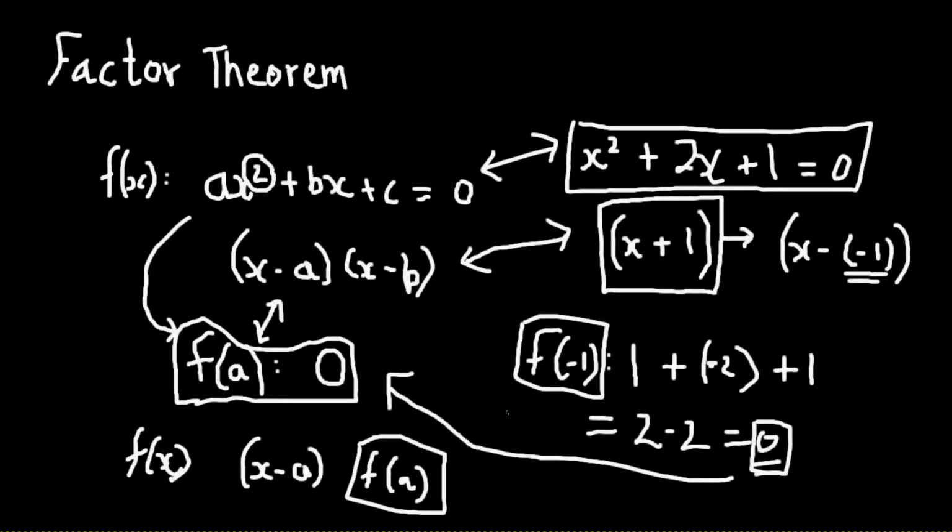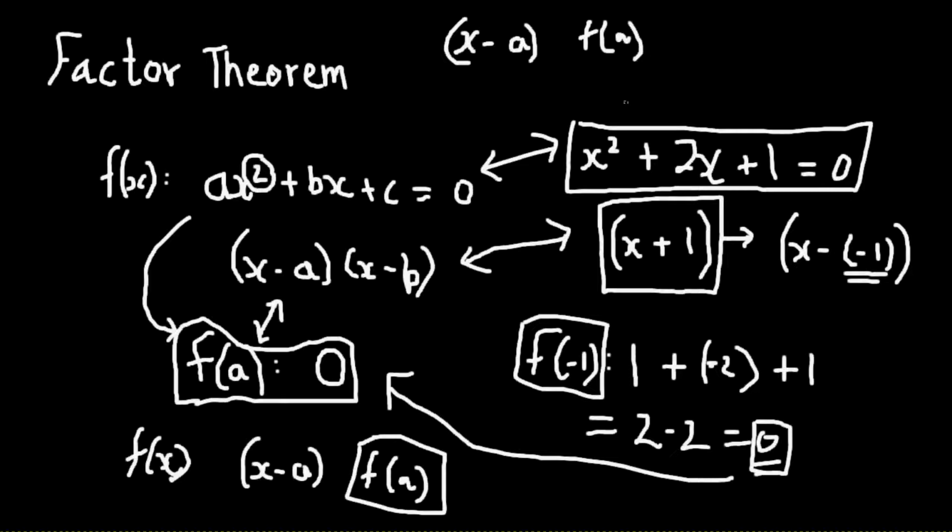All you need to know is that if you have a factor and it's in this form, just take f of a, which means replace the x's with a. If that result comes out to be 0, then x minus a is a factor. If it doesn't, then the remainder is whatever you get. That's all you need to know in the chapter.